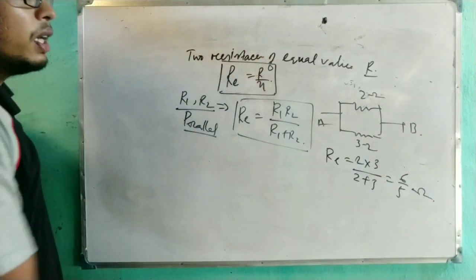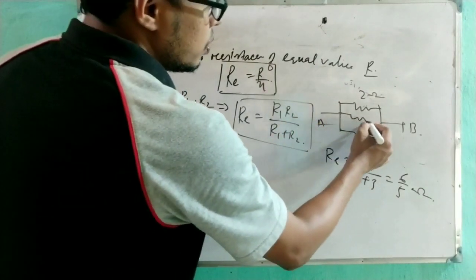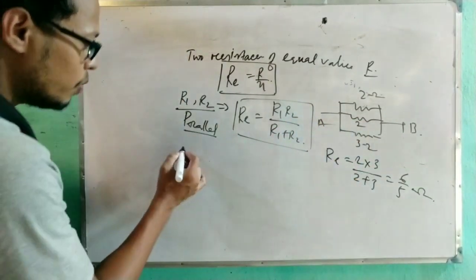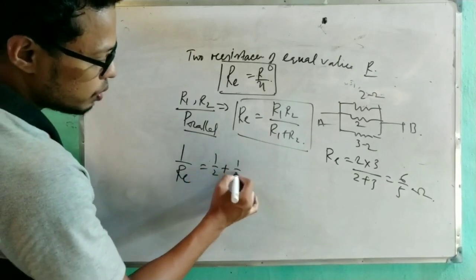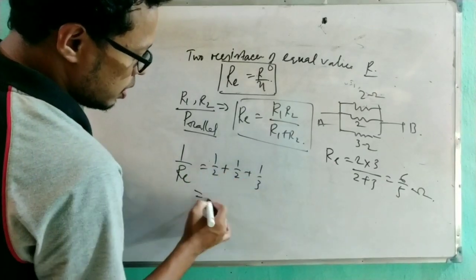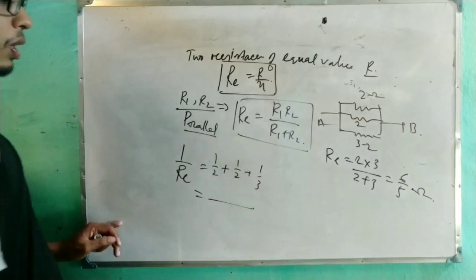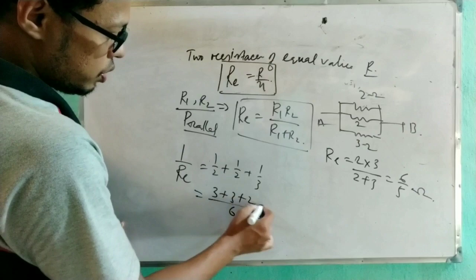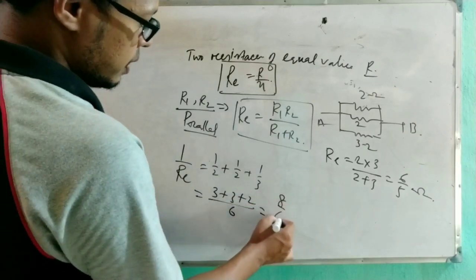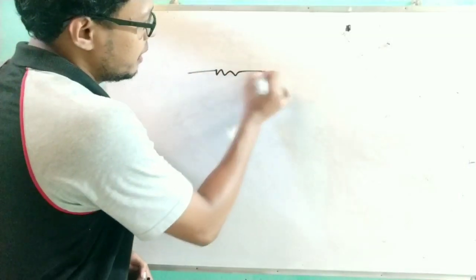Okay. If there are 3 resistors given, suppose this is also 2, so you will apply now 1 by RE equals 1 by 2 plus 1 by 2 plus 1 by 3. This will give, with denominator 6, 3 plus 3 plus 2. This will be 8 by 6 ohm. Case of parallel connection.